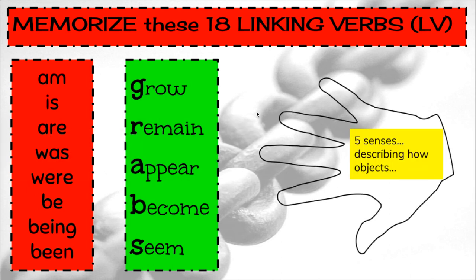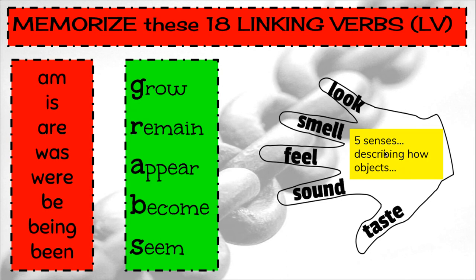And then we have 5 more linking verbs that have to do with the 5 senses. And we look at these verbs describing how objects look, how an object smells, how it feels, how it sounds, and how it tastes. And we're really looking at sensory detail here. Okay, so eventually, again, you're going to have to memorize these. For now, anytime we talk about linking verbs, you need to open your notebook to this page that has all your linking verbs on it.